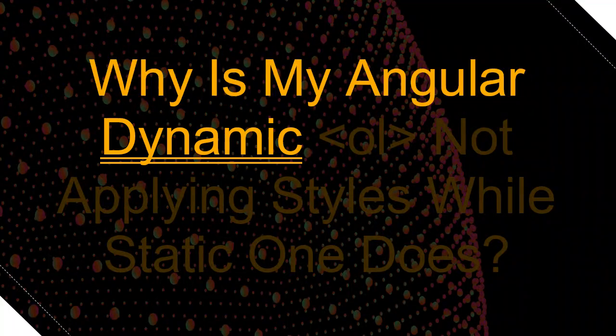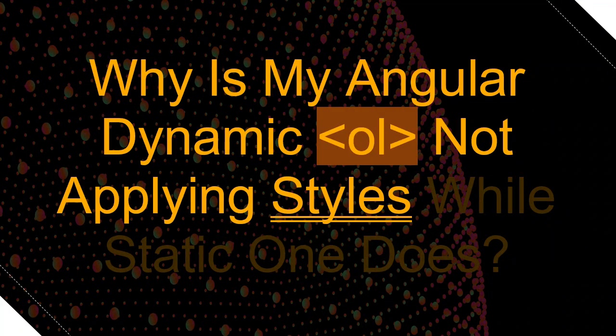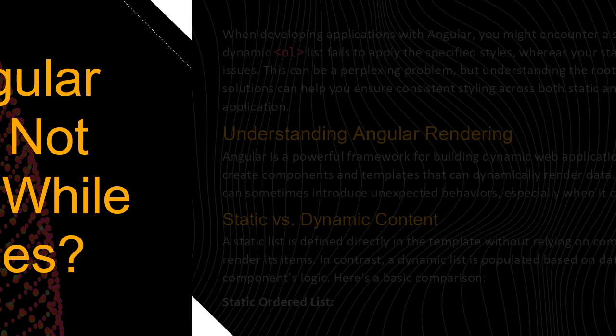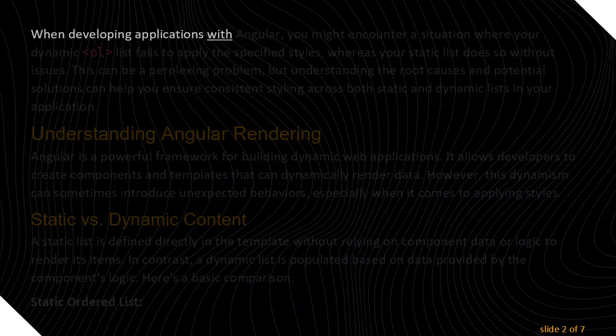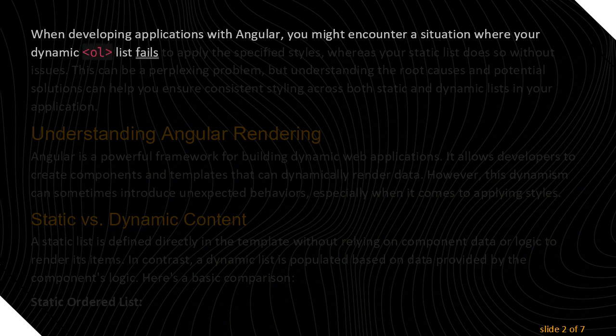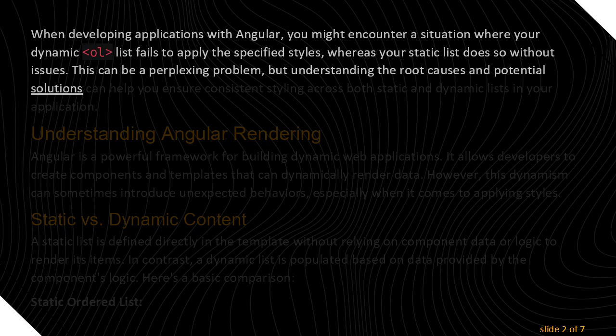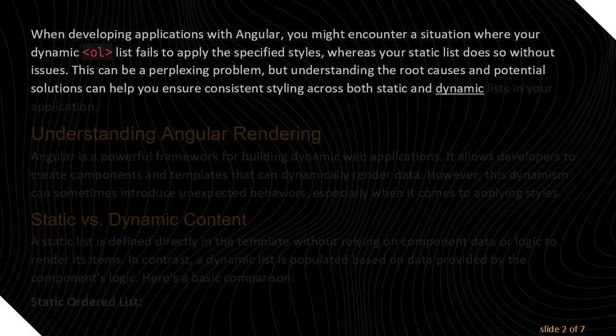Why is my Angular dynamic OL not applying styles while static one does? When developing applications with Angular, you might encounter a situation where your dynamic OL list fails to apply the specified styles, whereas your static list does so without issues. This can be a perplexing problem, but understanding the root causes and potential solutions can help you ensure consistent styling across both static and dynamic lists in your application.